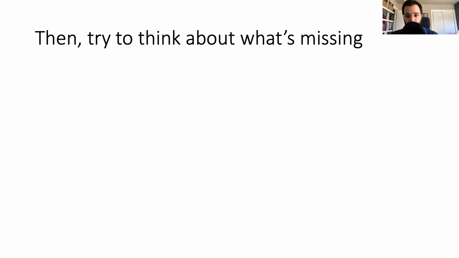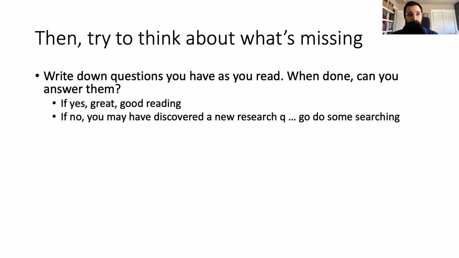So once you've worked your way through recognizing the story and the intention of the authors, try to think about what's missing. This is the way that you can both more deeply understand what's written and start to develop your own research questions. So as you read, write down questions you have. And then when you're done reading, see if you can answer those questions. If you can, great. You read well, they wrote well. Everything works out. If you can't, then maybe you missed it and it would be useful to go back through the paper to double check.